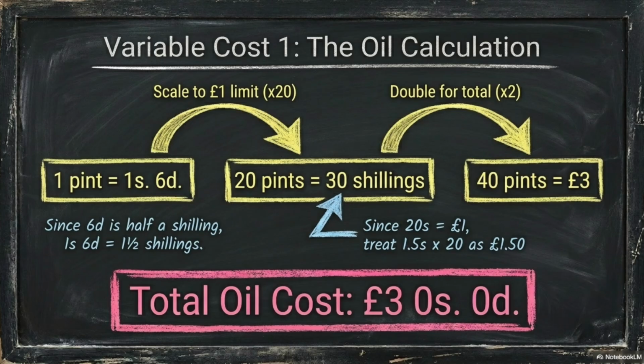So let's start with a simple one. The cost of oil. Now, a shilling was 12 pence, and so 6 is half a shilling. And so the 1 shilling and 6 per pint can actually be viewed as 1.5 shillings. Now, this is useful because the number of pints was 40. And since there were 20 shillings to a pound, the approach is to view the amount in shillings as pounds. So 20 pints is 1.5 pounds, and 40 pints is 3 pounds.